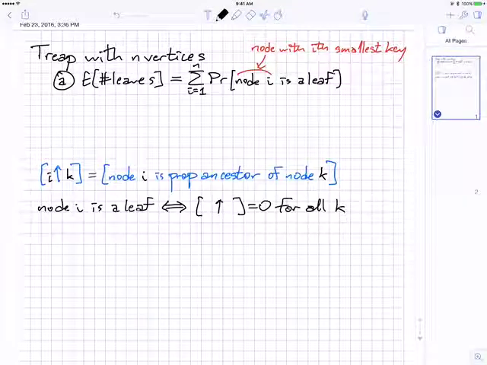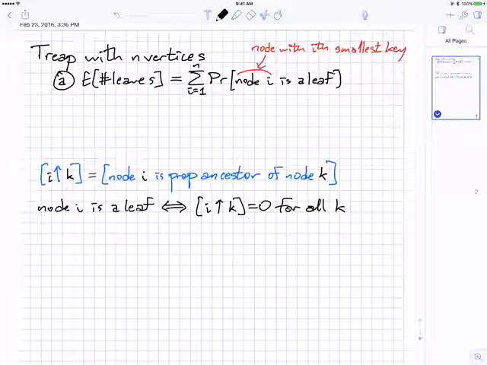So a leaf is not a proper ancestor of anything else. Not a leaf does not have any proper ancestors. What would that be? The root, right? And so what's the expected number of roots? 1, right? Good. Okay, so all right, whatever.